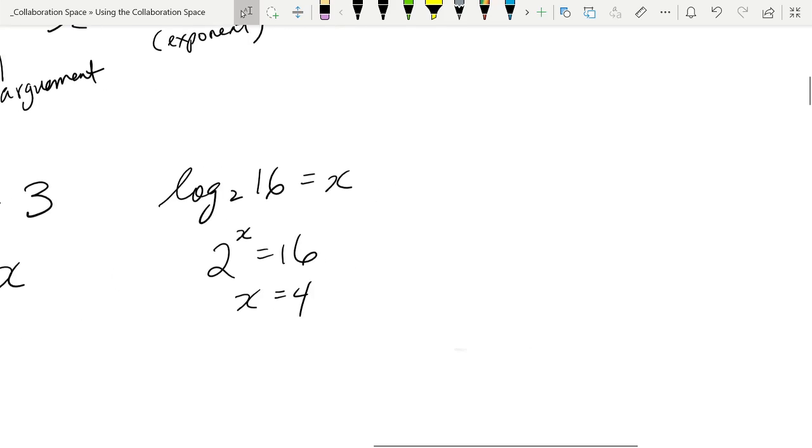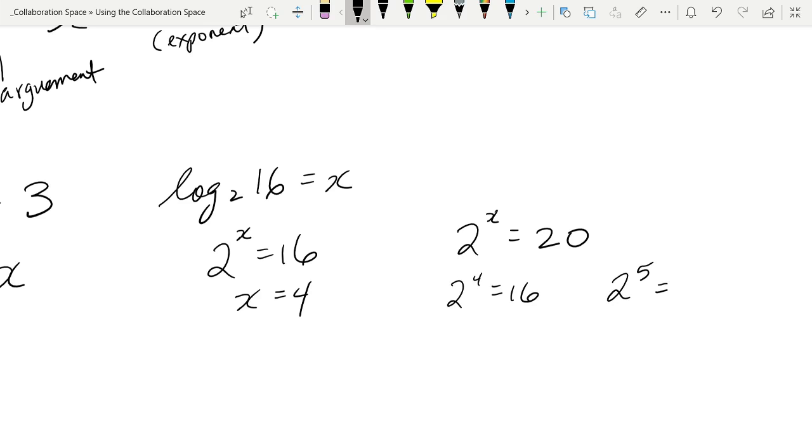What if it was 2 to some power equals 20? Well, up till now, the only real strategy you had for this was guessing and checking still, what I call the Goldilocks strategy. I know that 2 to the 4 is 16, and I know that the next power of 2 is going to be way up at 32. So I know that x is between 4 and 5. That's what I know. But what is it exactly?